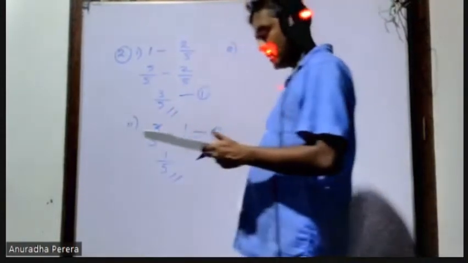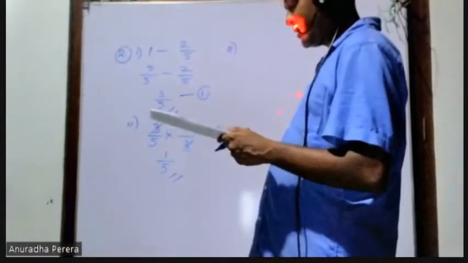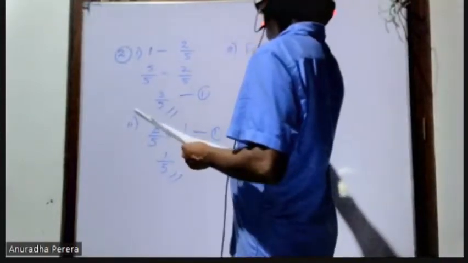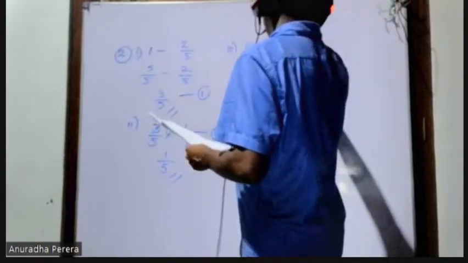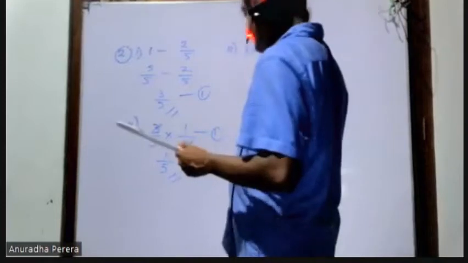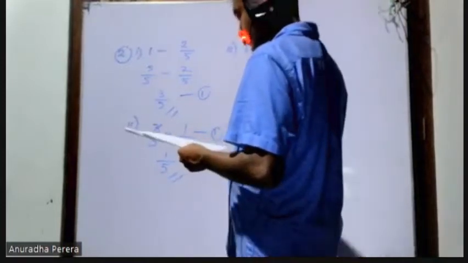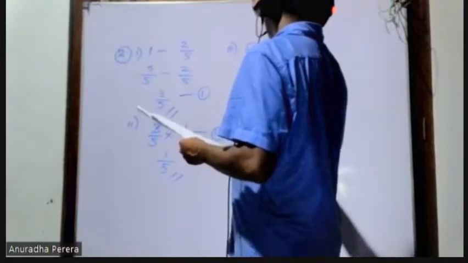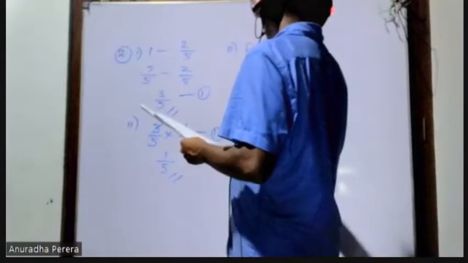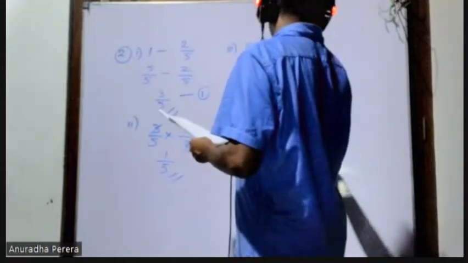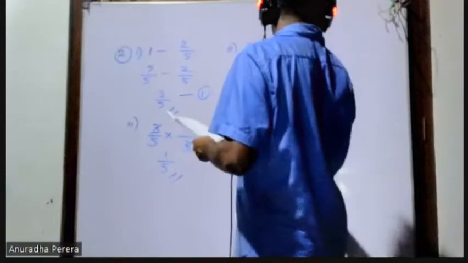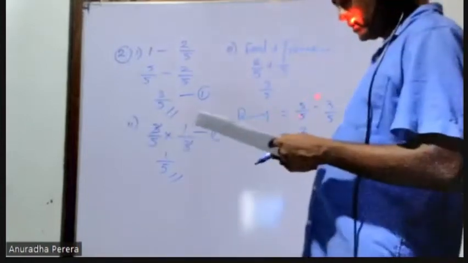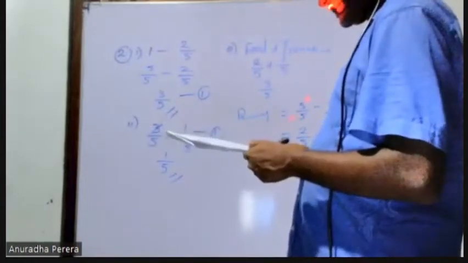Third one: what fraction of salary is left over after these expenses are met? So you can find the sum of food and traveling. Food 2/5, traveling 1/5, total 3/5. Remaining amount is 5/5 minus 3/5, it is 2/5. To find this answer, 2 marks.